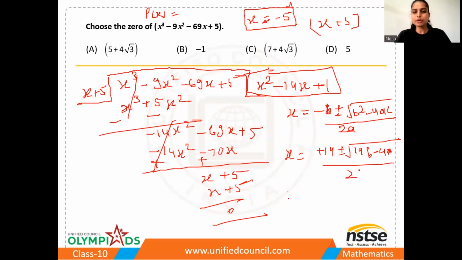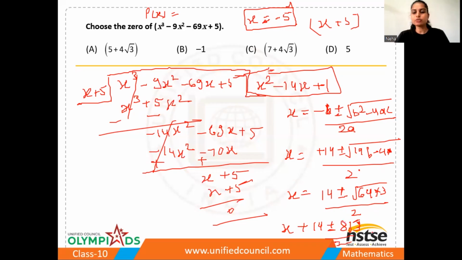Perfect. So x is what? It is 14 plus minus square root of 196 minus 4, which is 192. I can write 192 as 64 multiplied by 3, right? Why am I writing it? Because 64 is a perfect square number, so I can take it outside. So this is 14 plus minus 8 root 3 by 2.